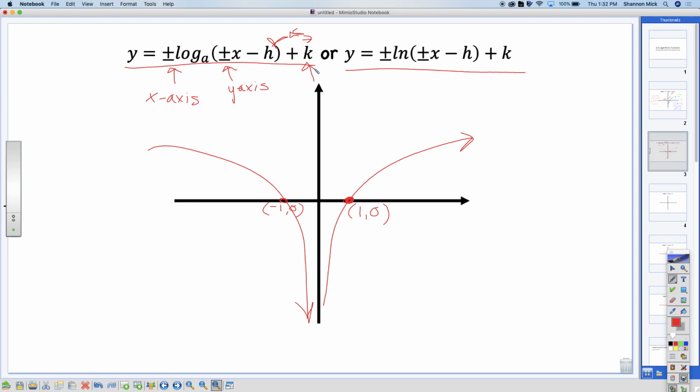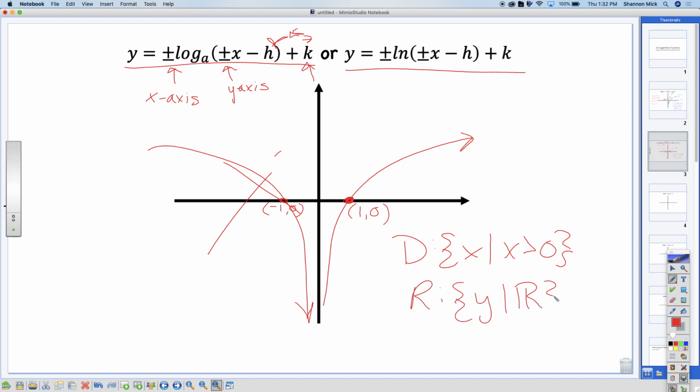So, what is the domain of this? One more time, of the parent, not this. What's the domain? X such that X is greater than 0. The range? Y such that Y is all real numbers. X-intercept: 1, 0. And vertical asymptote: X is equal to 0.